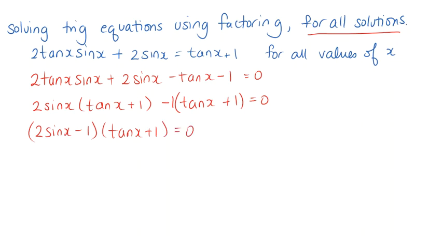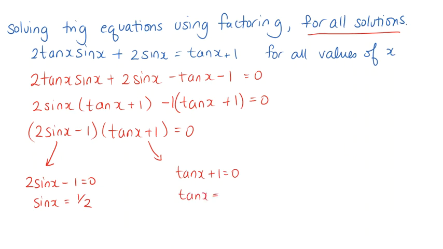And as we showed before, we're going to set this bracket to equal 0 and this bracket to equal 0 and come up with our solutions based on those. So I will have here 2 sine of x minus 1 is going to equal 0. Therefore, sine of x is equal to 1 over 2. Here I will have tan of x plus 1 is equal to 0. Therefore, tan of x is equal to negative 1.